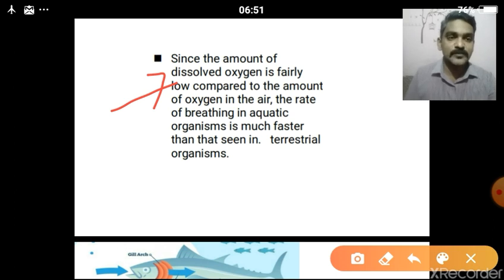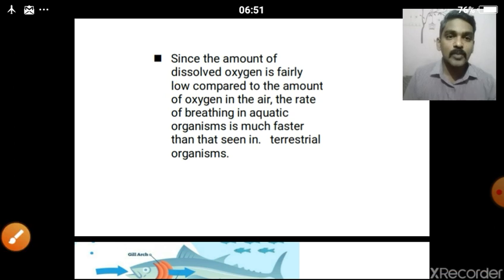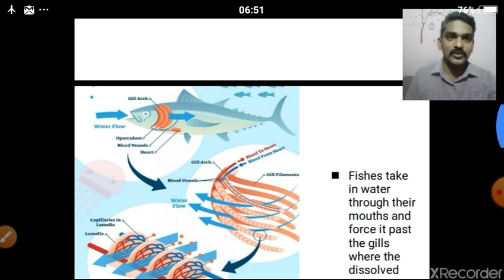This is the reason, because they have less amount of oxygen. If they breathe very slowly, what happens? They cannot survive. So they have to breathe very fast. Then only they can take a sufficient amount of oxygen inside for the respiration process.